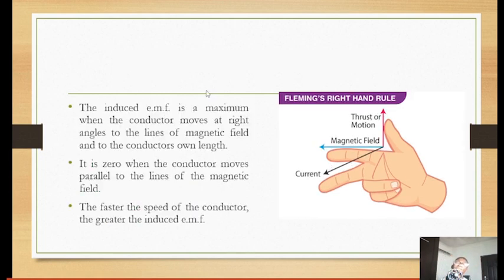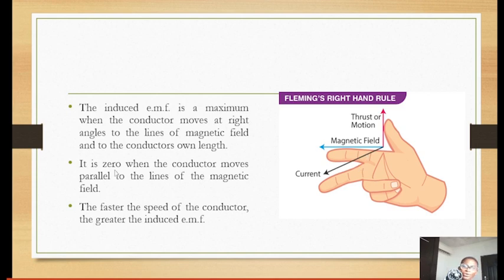The induced EMF is maximum when the conductor moves at right angle to the lines of the magnetic field. The induced EMF is maximum when the conductor moves at right angle to the lines of the magnetic field and to the conductor's own length.